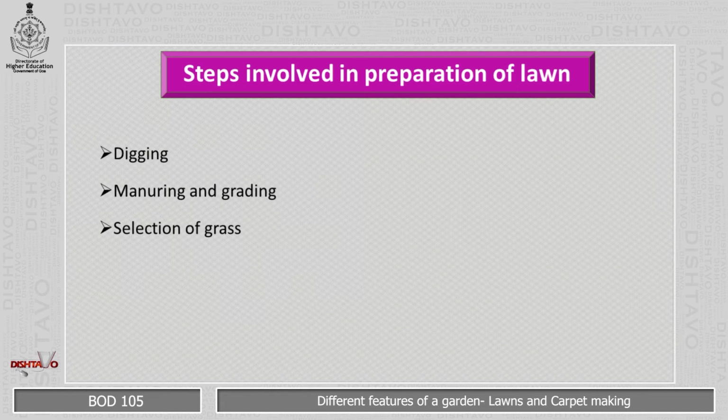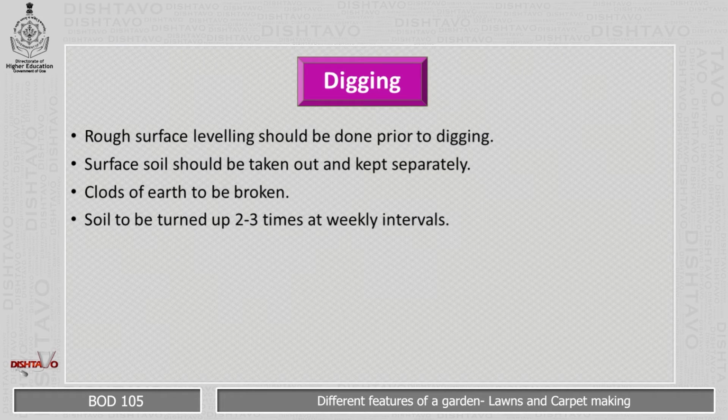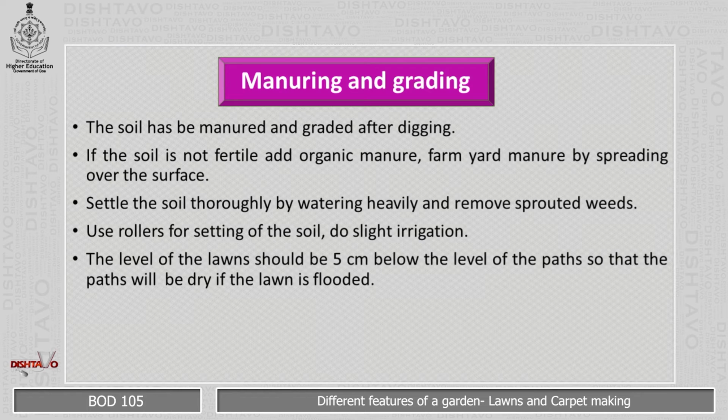Now, these are the steps involved in the preparation of a lawn. The first step is digging. The second one is manuring and grading. And the third one is selection of grass. Now, the first step, digging: rough surface leveling should be done prior to digging. Surface soil should be taken out and kept separately. The clods of earth should be broken and the soil should be turned up 2 to 3 times at weekly intervals.